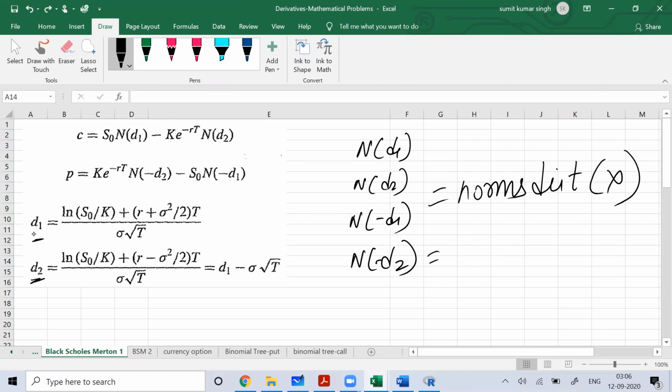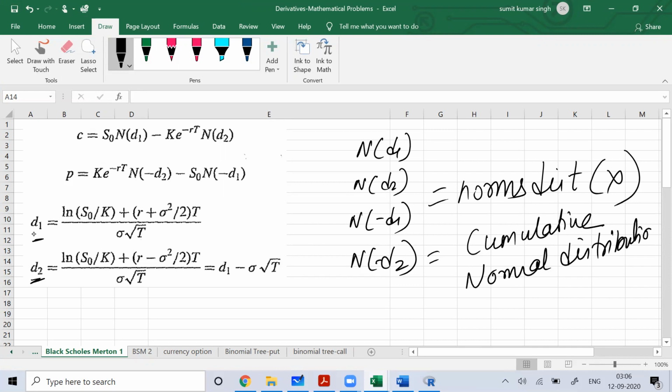Otherwise, you need a cumulative normal distribution table to calculate this part, if you want to calculate on pen and paper. Or you can do the same thing in MS Excel also. Sorry, I'm saying you can do the same thing in R also. If you want to learn, you can watch my video on how to do all these calculations.